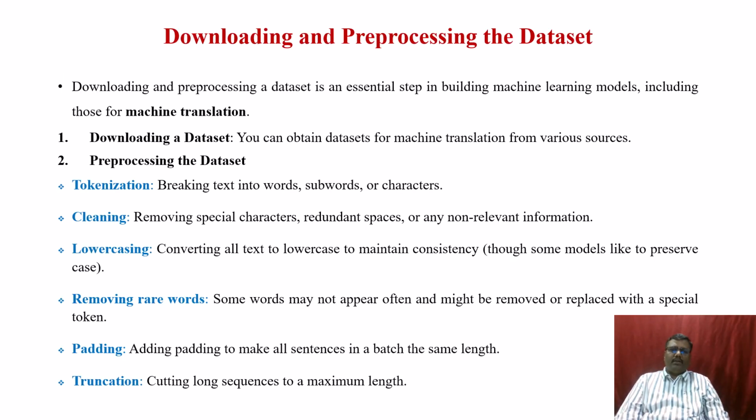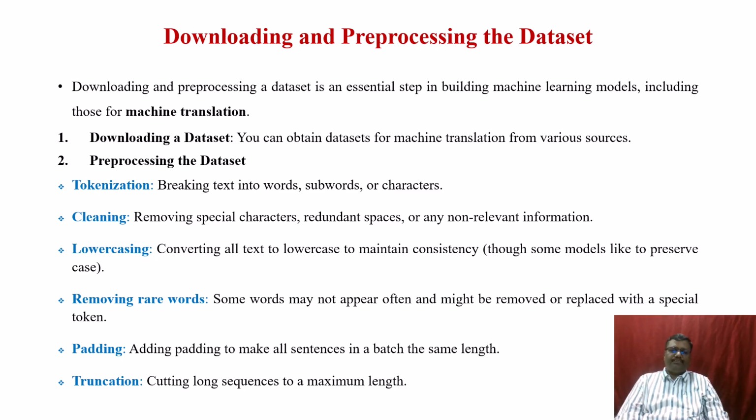Now we are moving on to the next topic, downloading and pre-processing the datasets, which is an essential step in building machine learning models, including for machine translation. So for downloading a dataset, we can obtain datasets for machine translation from various sources. Then the next step is pre-processing the dataset. To perform this task, we have to follow the steps given here.